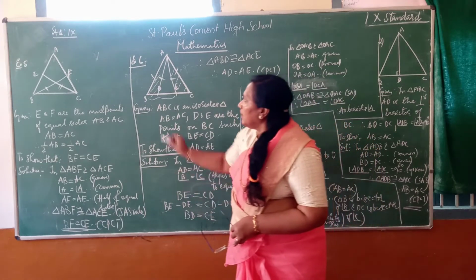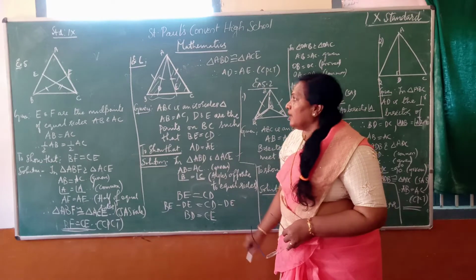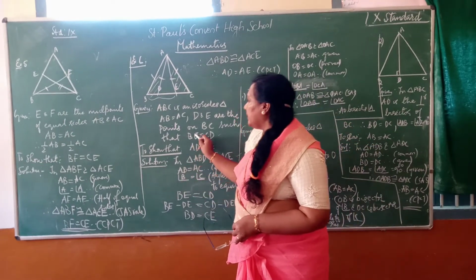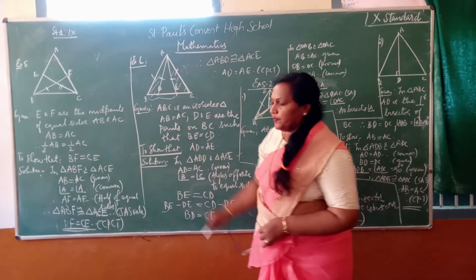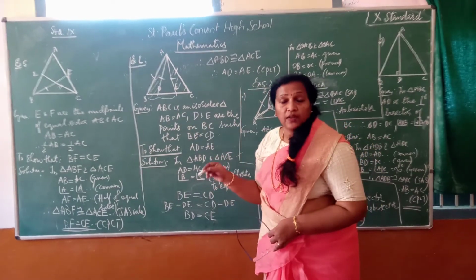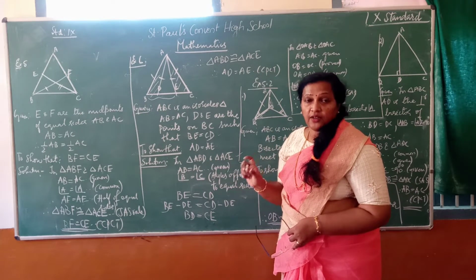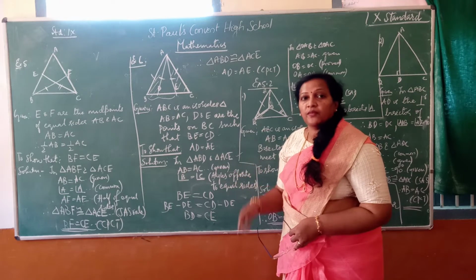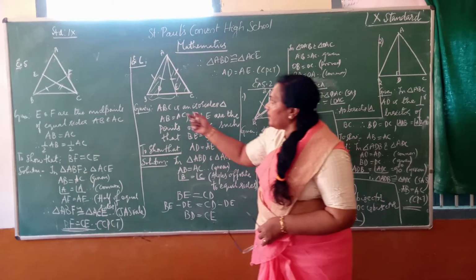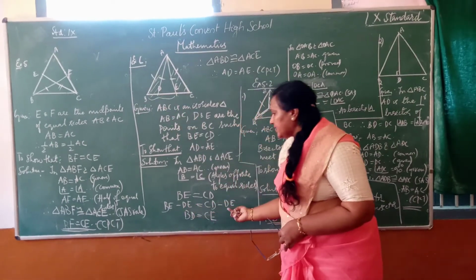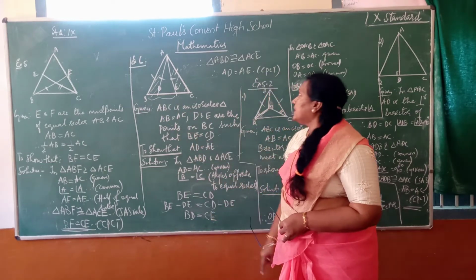Then BD is equal to CE. Why? Because I already know that BE is equal to CD and I have DE common. So you have learnt one of the axioms: if you subtract equals from equals, the remaining will be equal. So BE is equal to CD as given here, and if I subtract DE on both sides, what I get is BD and CE. Therefore, BD is equal to CE.